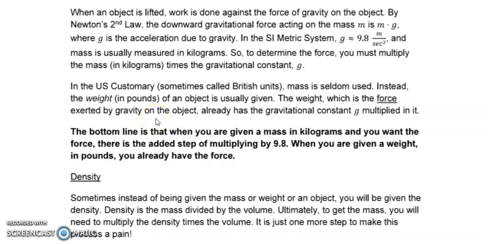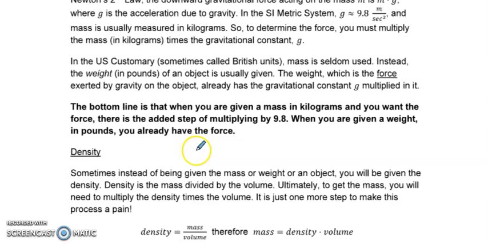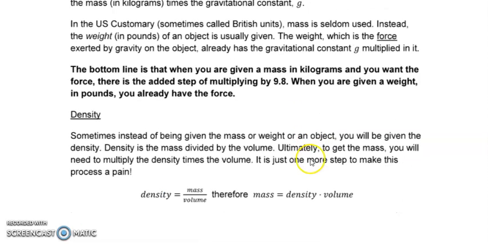Now, let's talk about density before we go into any problems. So sometimes, instead of being given the mass or the weight, you're going to be given the density. The density is the mass divided by the volume. So ultimately, to get the mass, you just need to multiply the density times the volume. It's just one more step in this whole process. So density equals mass divided by volume, therefore mass equals density times volume.